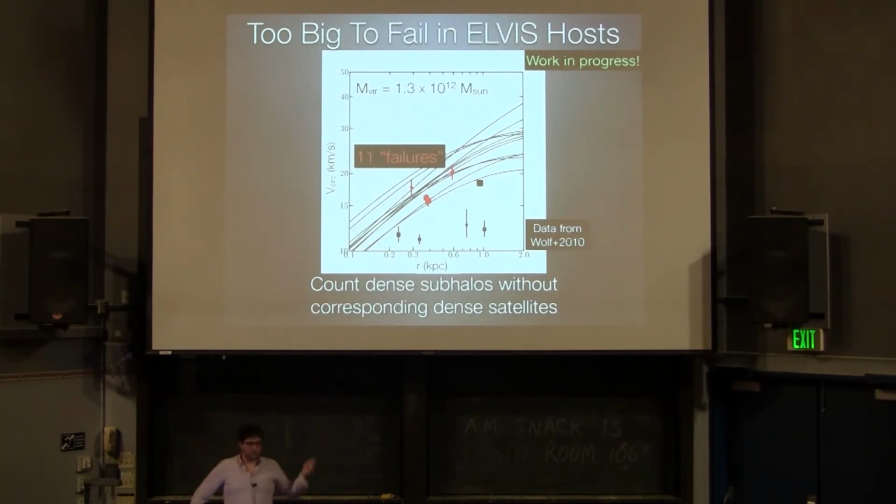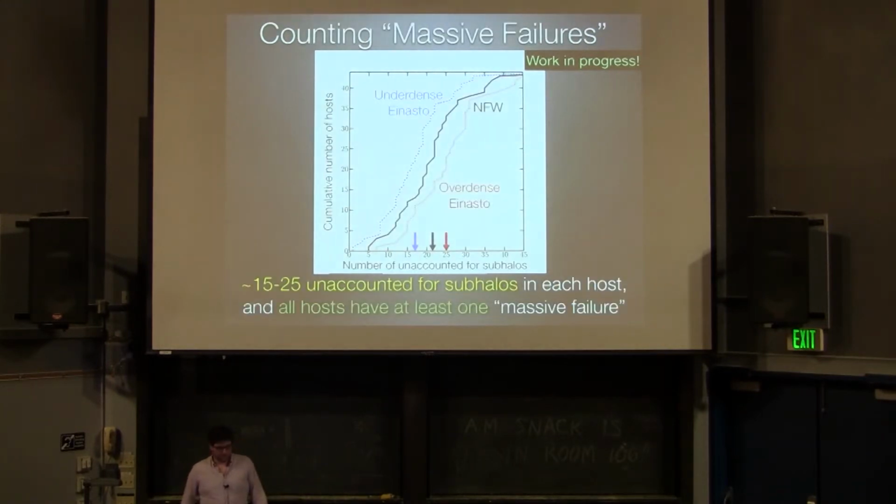Now I'm not going to show you 44 of these plots for 3 different profiles. Instead, I'm just going to show you the cumulative number of unaccounted for subhalos, so the number of massive failures in each host for 3 different profiles: an overdense Einasto, an underdense Einasto, and an NFW.